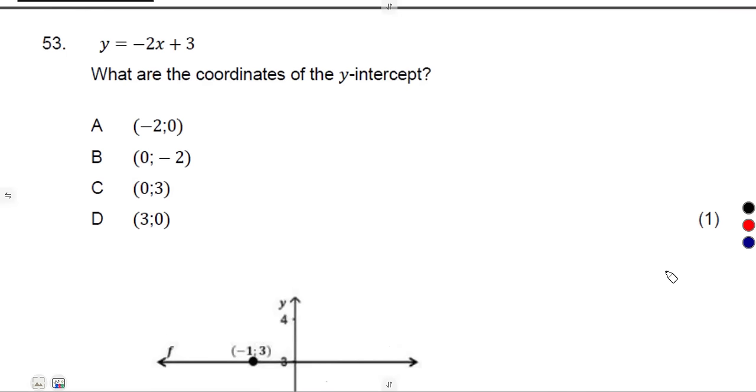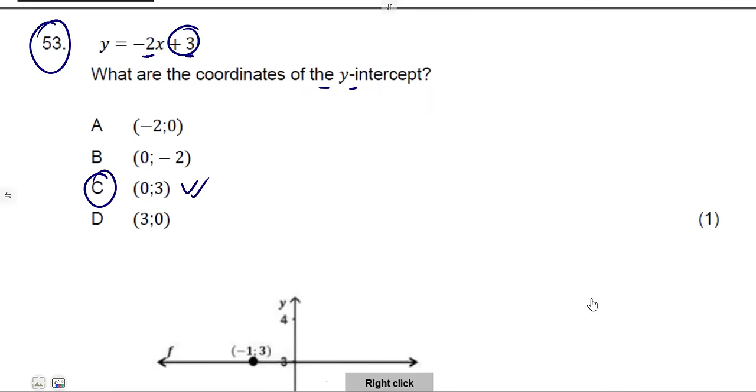Okay, let's see question 53. From this equation, what is the y-intercept? Y is equal to mx plus c. It's 3 there, 0, 3. When x is 0, y is 3. This one was direct, wasn't it?